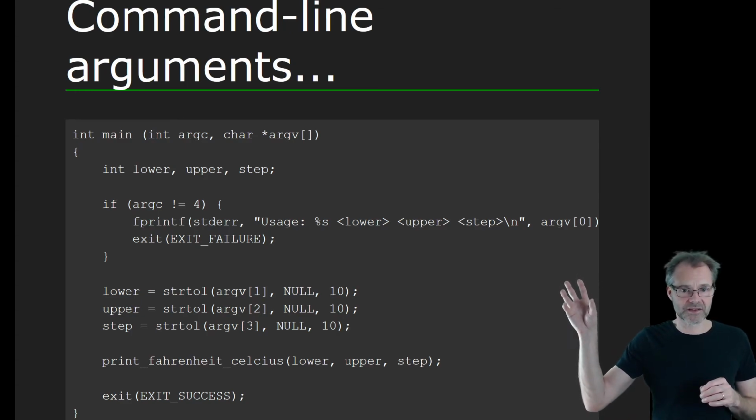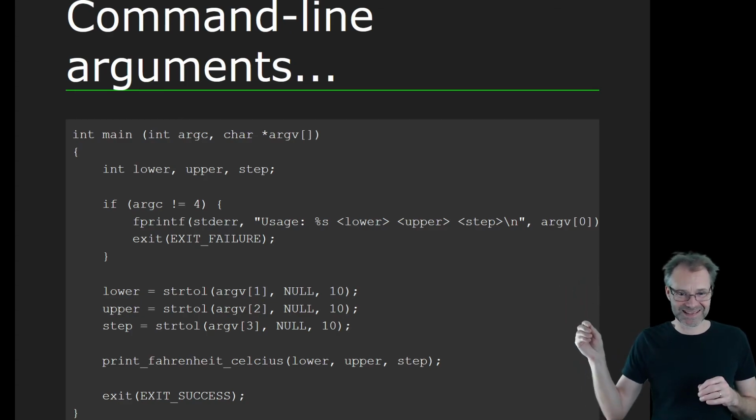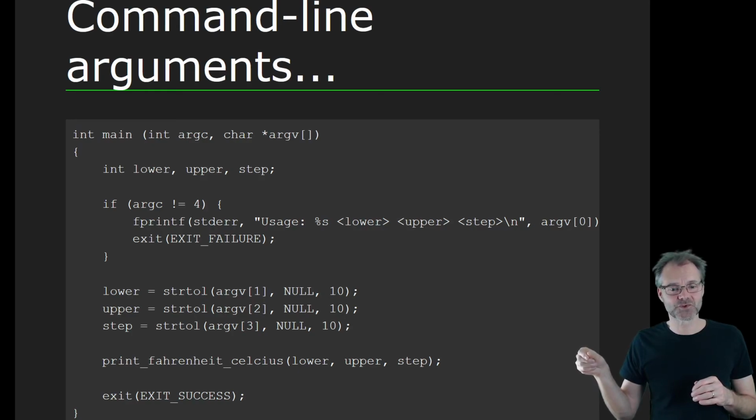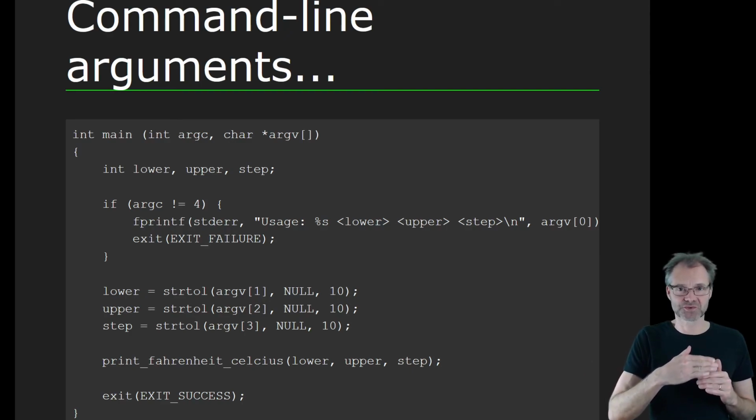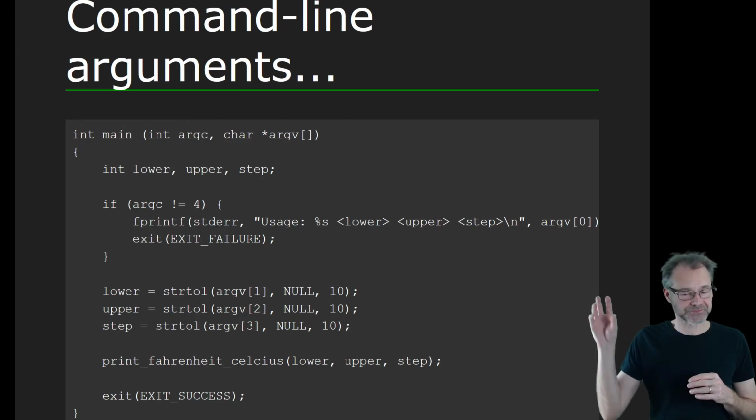So here I have the whole main program. It's going to print the Fahrenheit Celsius conversion table. And that's why I'm going with a lower, a start value, an upper end value, and then the step variable. So how many rows am I going to print out in between there?